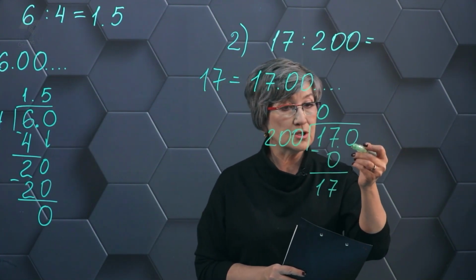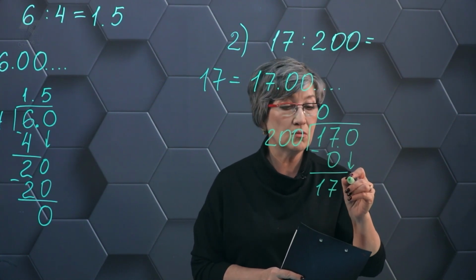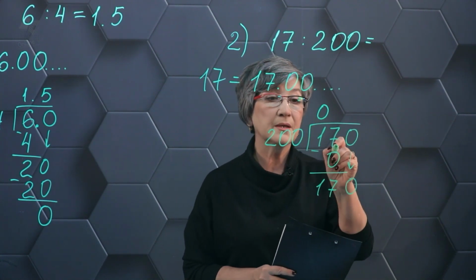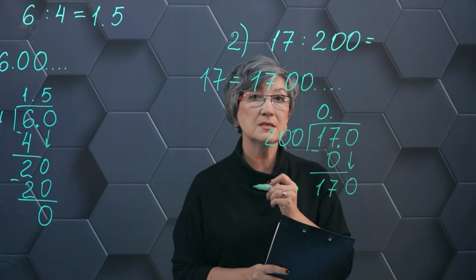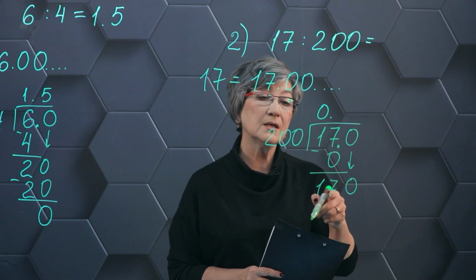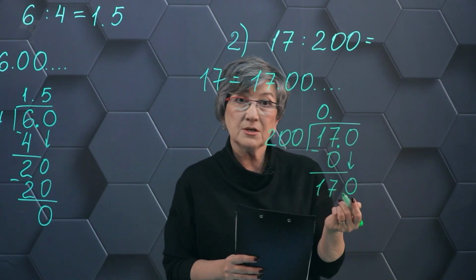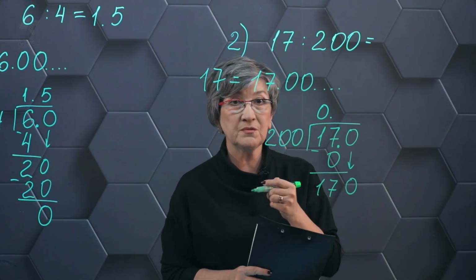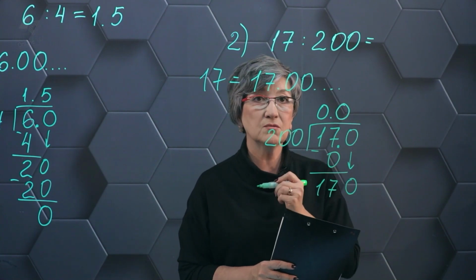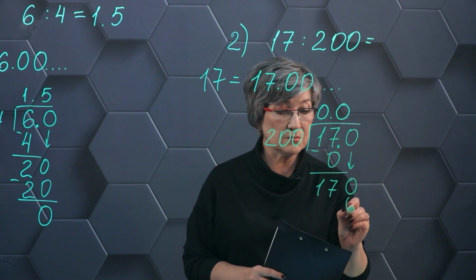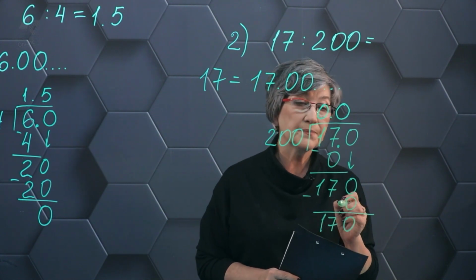Next, I have the next digit, that's 0, which I can bring down. But in order to get to that 0, I remember that I have to separate the whole part. That is, I'm going to put a period. So 170. 170 I divide by 200. But again, 170 is less than 200. And I can't divide it. So again, I write down 0 in the quotient. 0 times 200 is 0 again. I subtract it. I get 170.